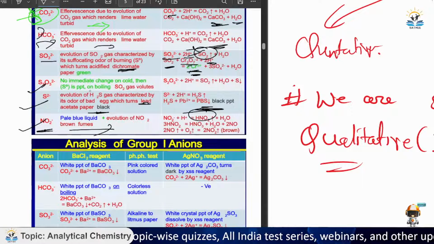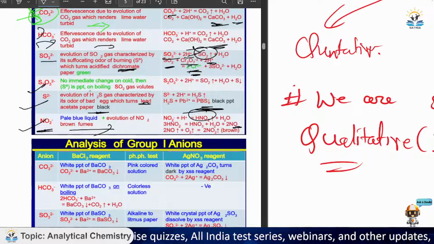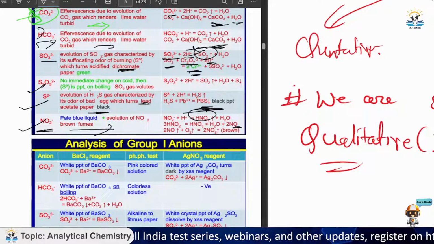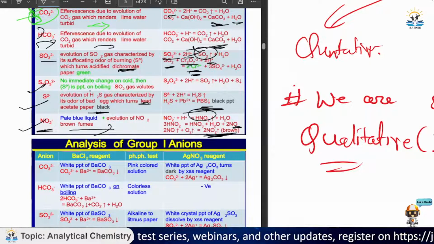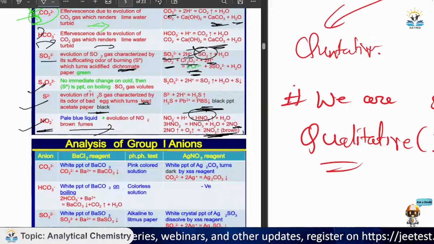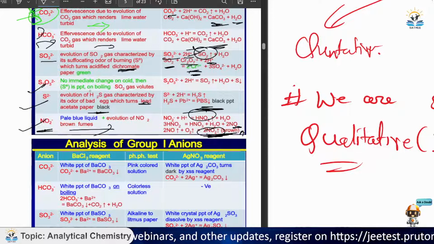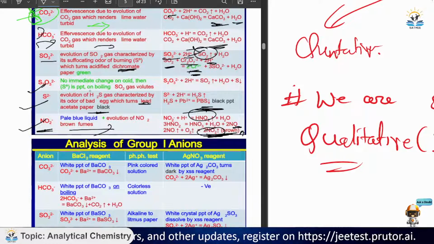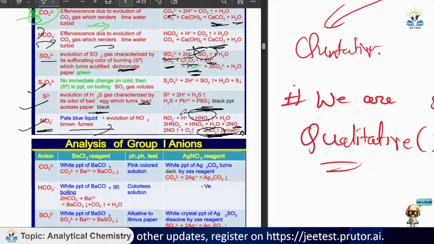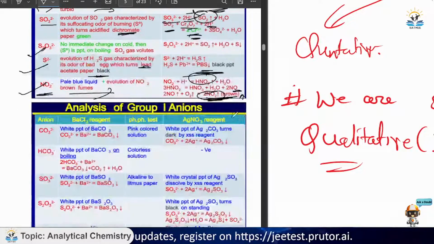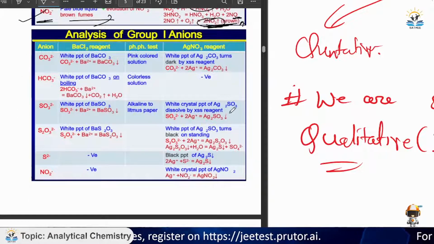Now, on adding that, NO will be produced, and then when it reacts with the available oxygen, it will give us NO2 brown fumes. It is a brown fumes, as you know that NO2 is brown in color. So it will also show the confirmation of that NO2 minus anion.